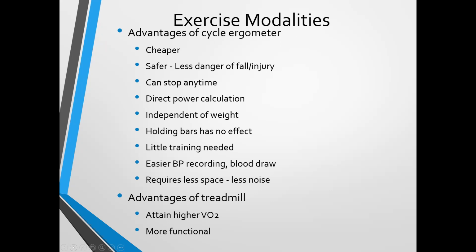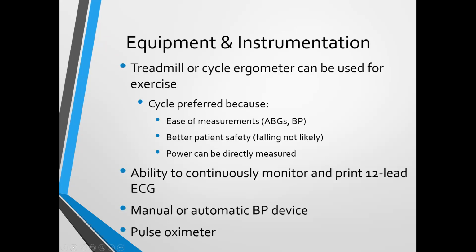What they're saying here is that the treadmill more closely will emulate that than a stationary bicycle. Equipment and instrumentation: the treadmill, or the ergometer, the cycle is preferred. Again, some of the advantages we had there: the ability to continuously monitor. The manual or automatic blood pressure device. It's almost hard to find a sphygmomanometer, the old-fashioned type that you pump up, with the analog pressure manometer on it.